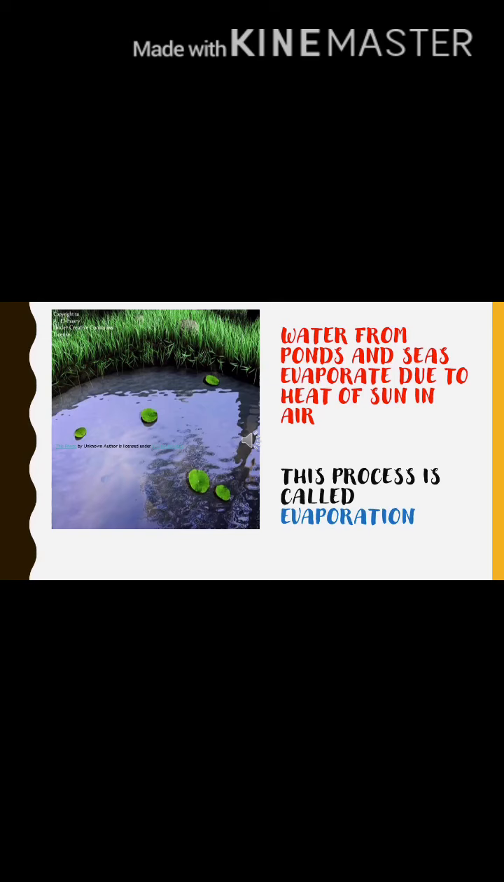When you dry your clothes outside, what happens? Your clothes dry after 2 or 3 hours. What exactly happens to the clothes? Okay, I'll tell you. The tiny water droplets present in your clothes get evaporated due to the heat of the sun. This process is also known as evaporation.